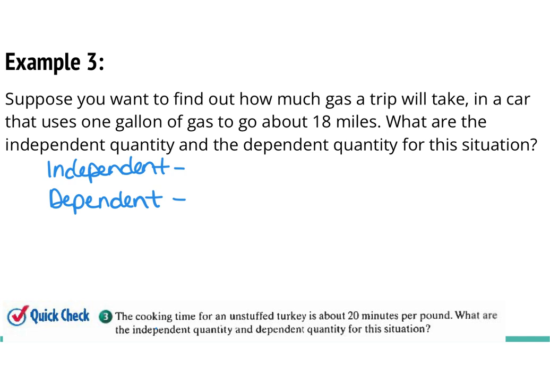So our independent is how many miles it's going to take us to get to where we're going. However far it is for my trip, so let's say I want to go to Florida. How many miles would it take me to get there? So our independent is the number of miles in my trip.